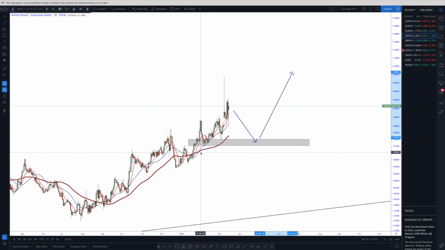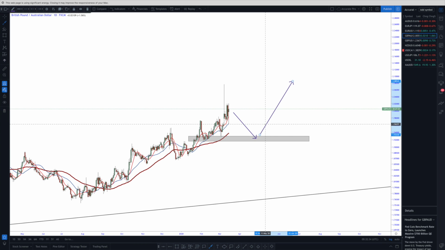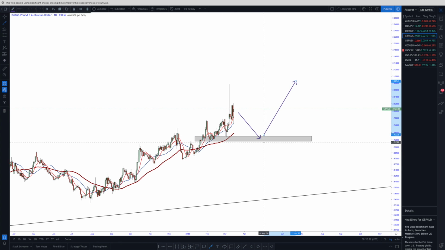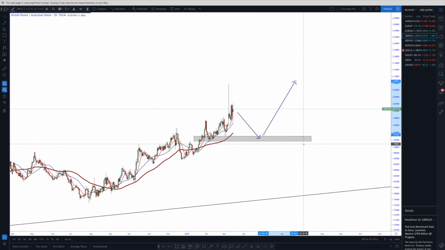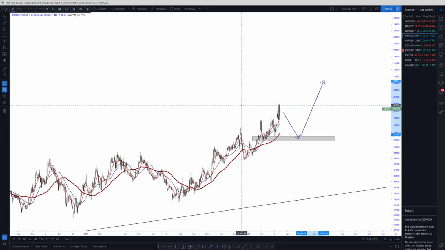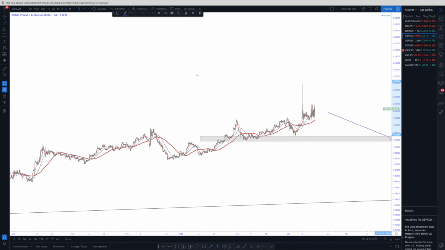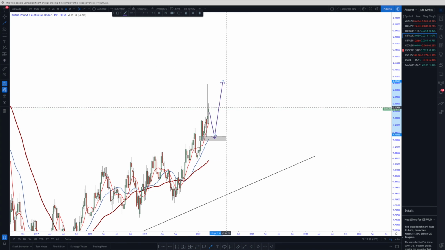GBP AUD. I just saw something there just before. I was about to say I didn't see anything, but yeah, this level right here. I'll just look out for this level and see how the market reacts. If the market does come back down to this level, I can see it's trending upwards, so I don't really want to be getting in any short positions at the moment. As you can see, this market is comfortably trending up.